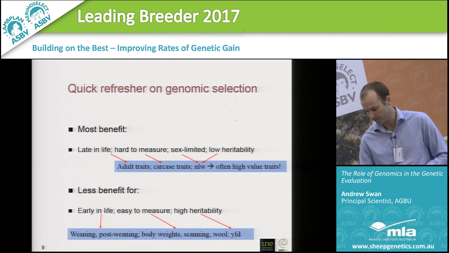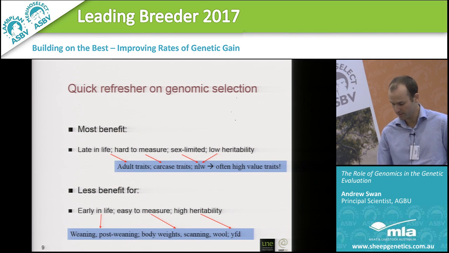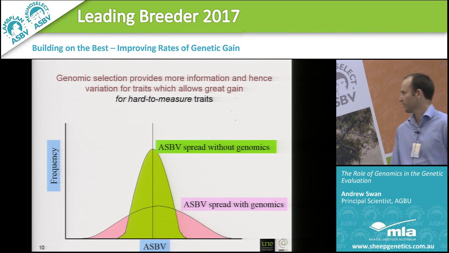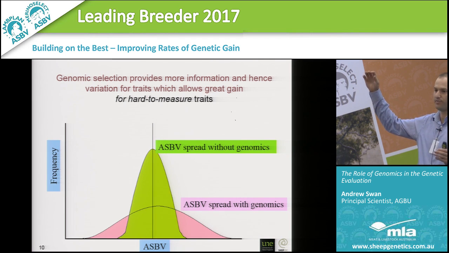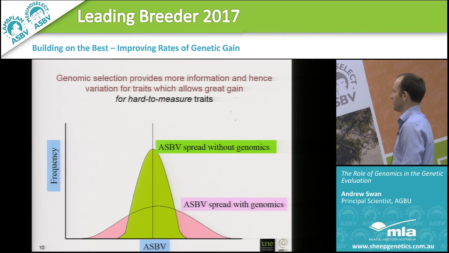And one way to have another look at this, Daniel had a slide on it yesterday. This is another way to look at it. Yesterday Daniel had a slide with a straight line of ASBVs without genomics, and when he did add genomics, they sort of all globbled up because we're able to get more information. So what this slide shows is, we've got the frequency and the ASBV. So we'll just say that 0 is really good, and this is no good.